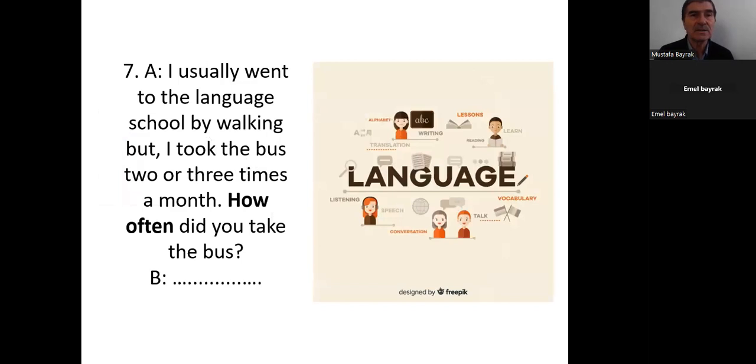Okay. 7, the 7th level is also about language, I think. I usually went to the language school by walking, but I took the bus 2 or 3 times a month. How often did you take the bus? I took the bus once a month or twice a month. Okay.